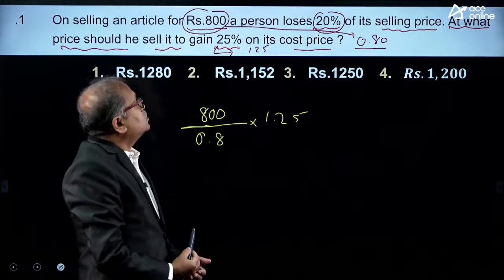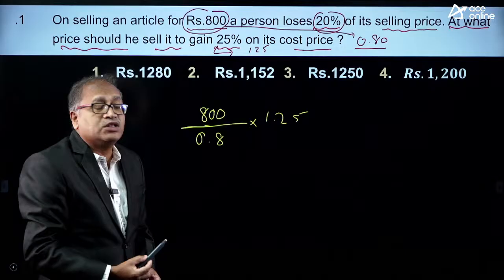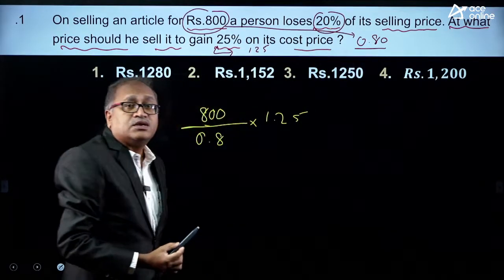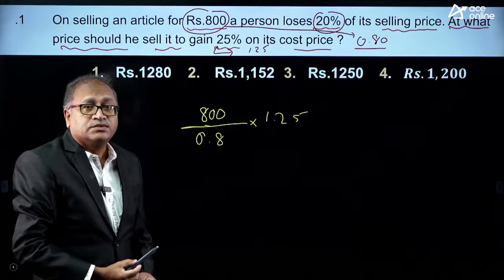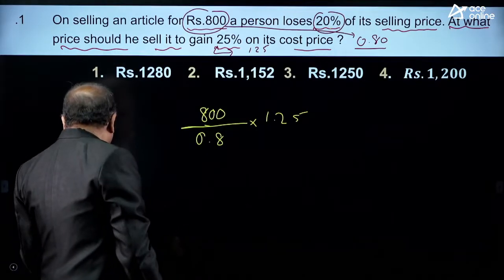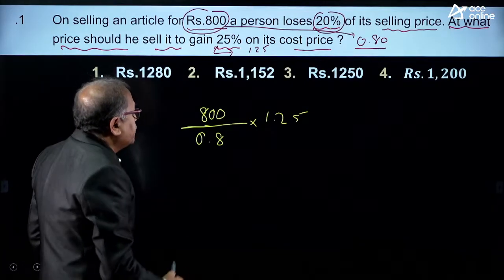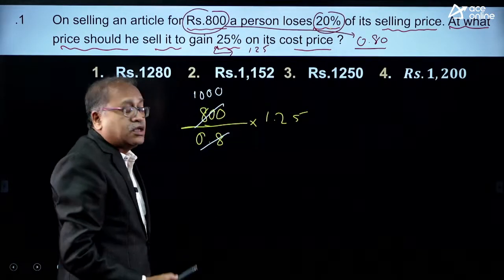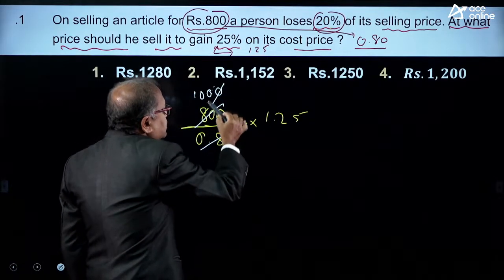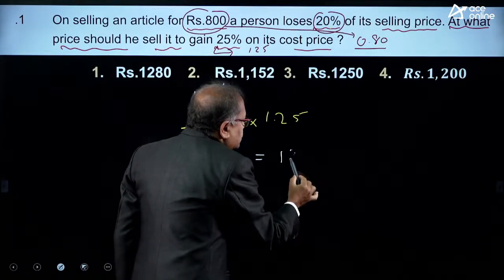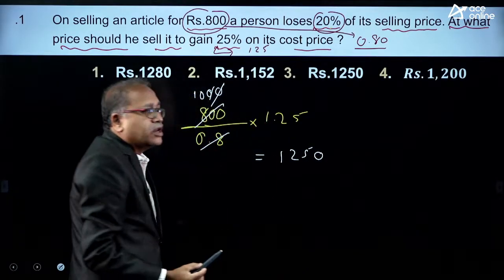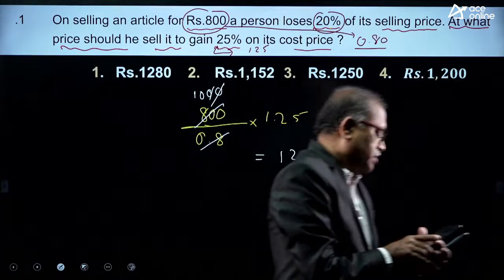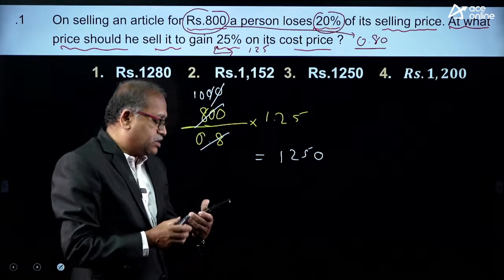Right, my dear friends. So here I don't need to go for the cost price because I have the selling price and the loss is given on the selling price. The rest is a small cancellation only. This goes how many times? 1000 times. And after the decimal, 2 digits are there, cancel 2 digits, you are getting your answer 1250. In one line we can answer the question.